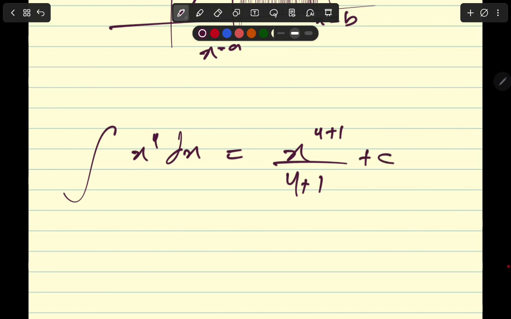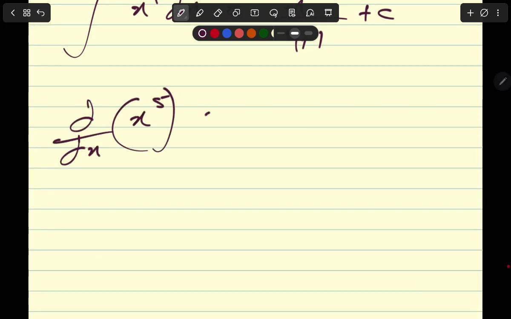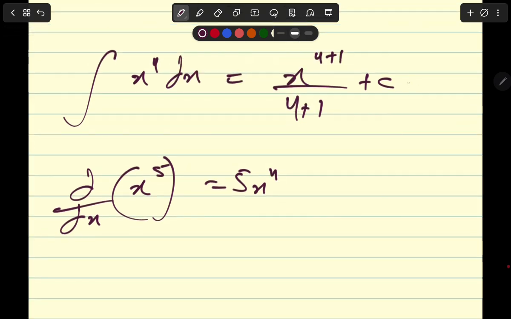That's it. As simple as that, right? So nothing new. Now, if you had to differentiate x to the power of 5, it's nothing but 5x^4, right? So the reverse process is x^5 upon 5, x^5 upon 5 plus c, right?